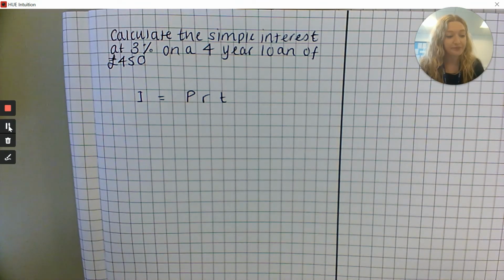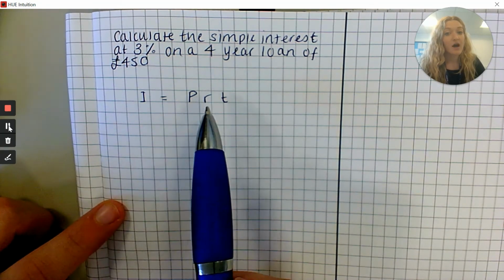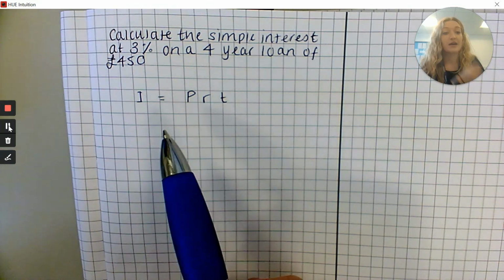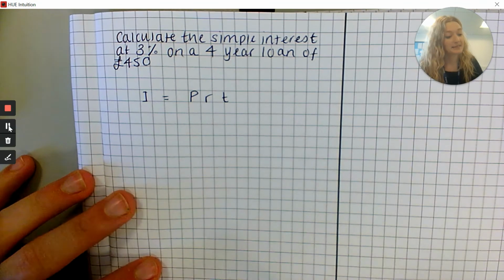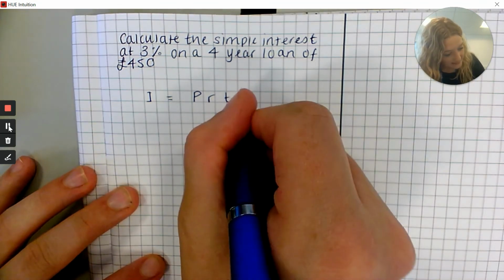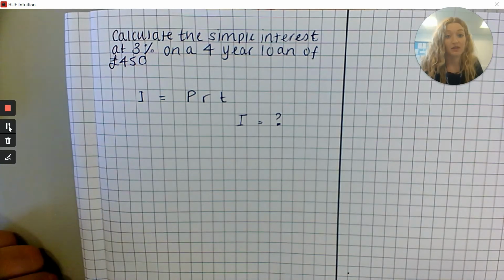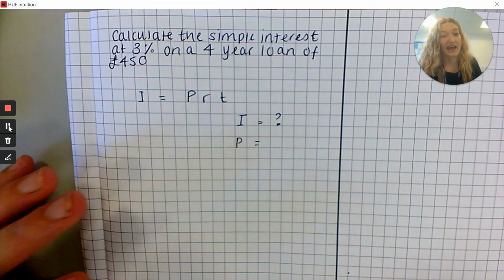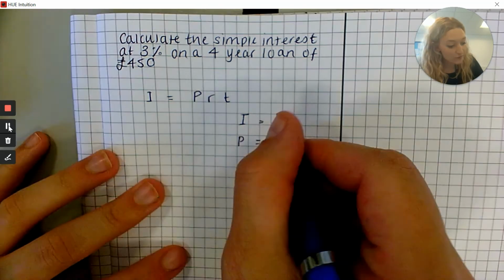I've got my formula here: I equals PRT. That's what we've written down. I'm going to think about what each of these letters means. I stands for my interest. That's what I'm calculating, so I'm just going to put a question mark there. P is the principal, or the loan. We call that the principal, the amount that we're borrowing. So that's £450.